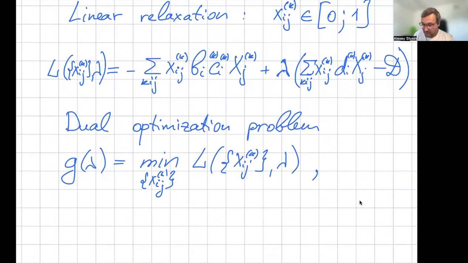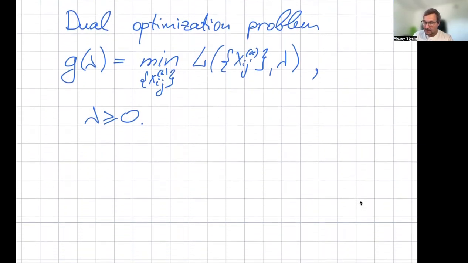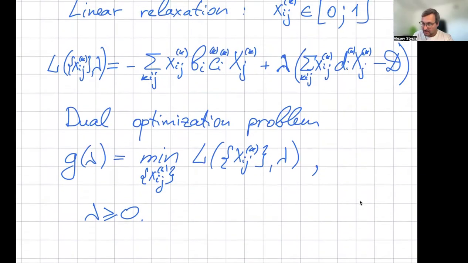And the constraint for the dual optimization problem is that the Lagrangian multiplier is larger or equal to 0. Okay, so now let's take a look at the problem of minimizing the Lagrangian with respect to the allocation variables.